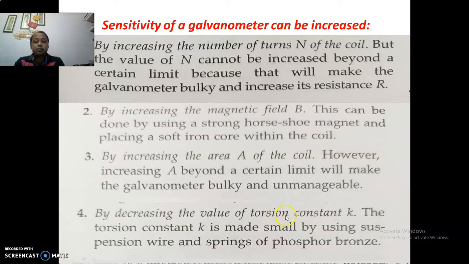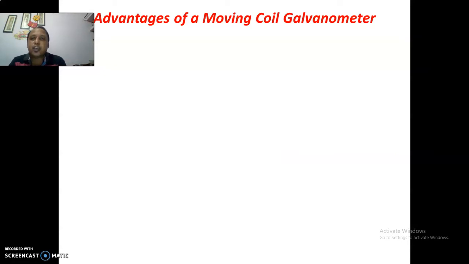So we need to decrease the value of torsion constant K, because sensitivity is NBA upon K. So we need to choose a material by which the rectangular coil hangs. We need to choose the material in such a way that the value of the torsion constant of that material is very small, and which comes out to be the phosphor bronze strip. So phosphor bronze is used, which has a very small value of K, so that we can increase the sensitivity of the galvanometer. So I hope that you are clear about how we can increase the sensitivity of the galvanometer.